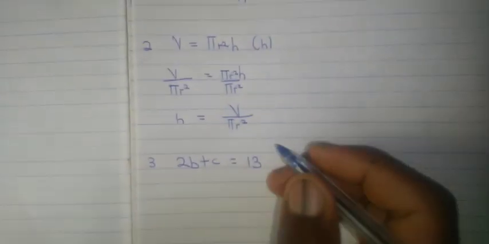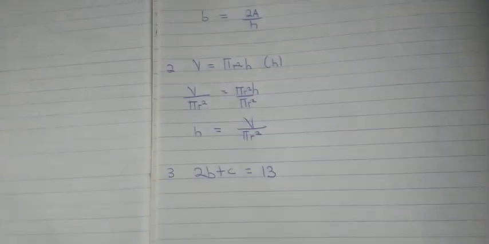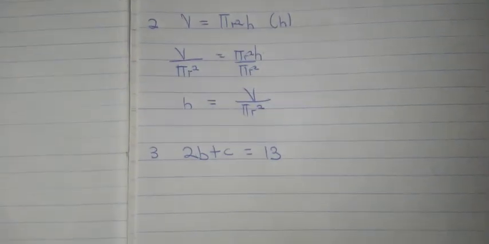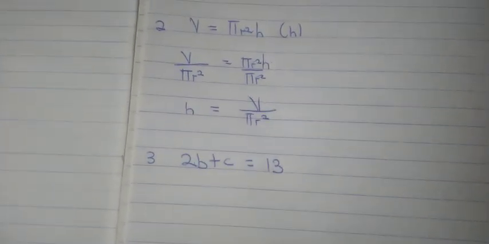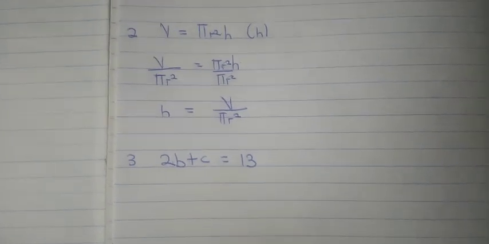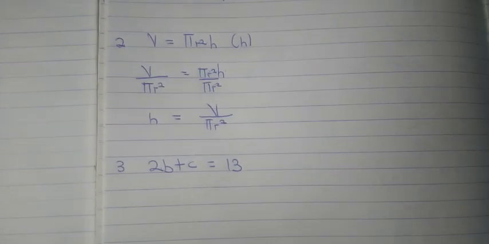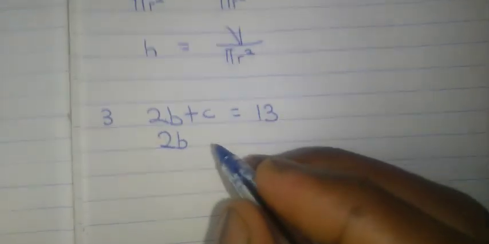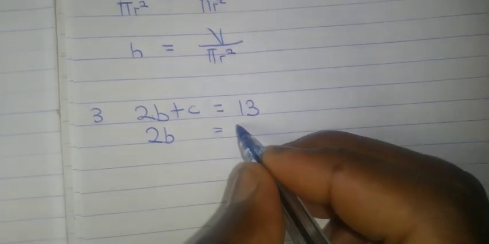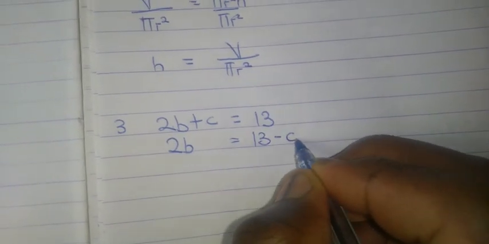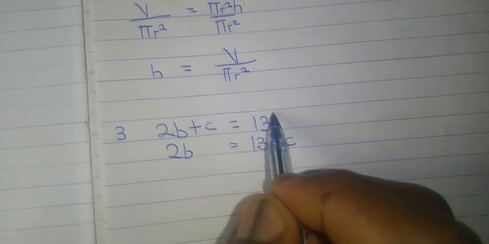Then let us see example 3. Here we are going to make B the subject, having 2B plus C equals 13. So make B the subject of the formula. This is also quite simple, only that we shall first have to remove C. Since C is positive, when it crosses the equal sign it becomes negative. So we shall have 2B equaling 13 minus C. In other words, our C has crossed the equal sign.